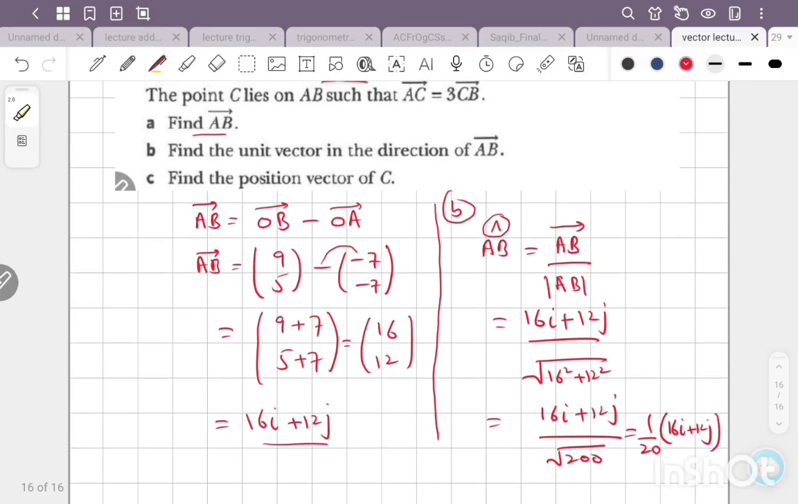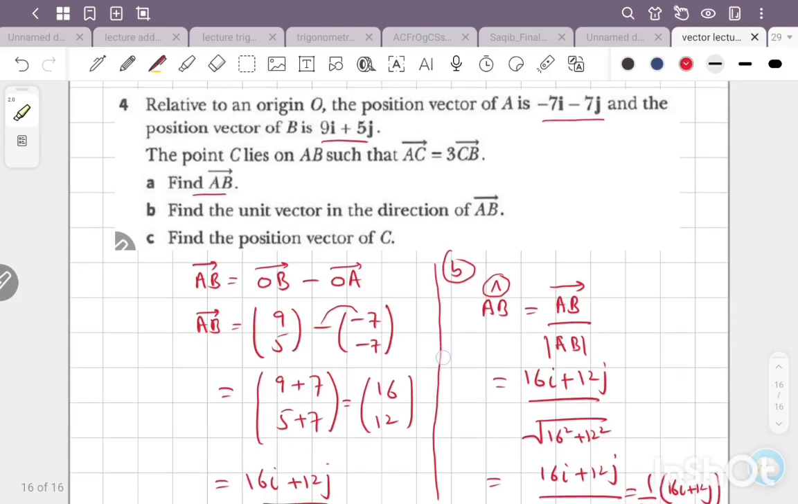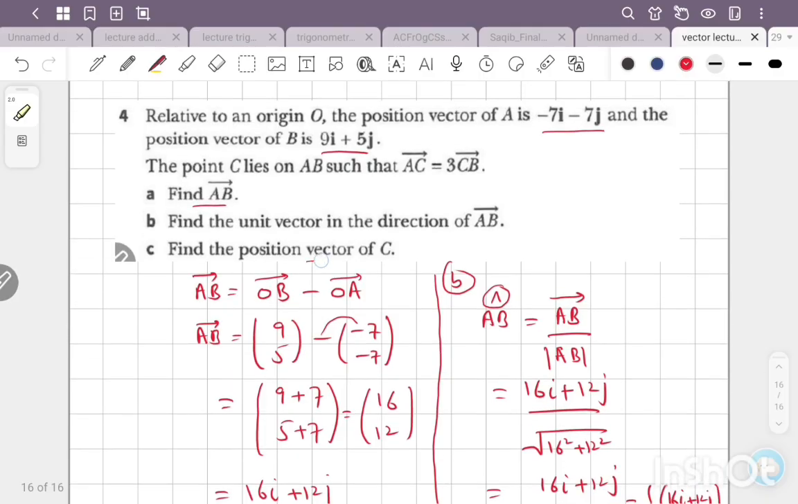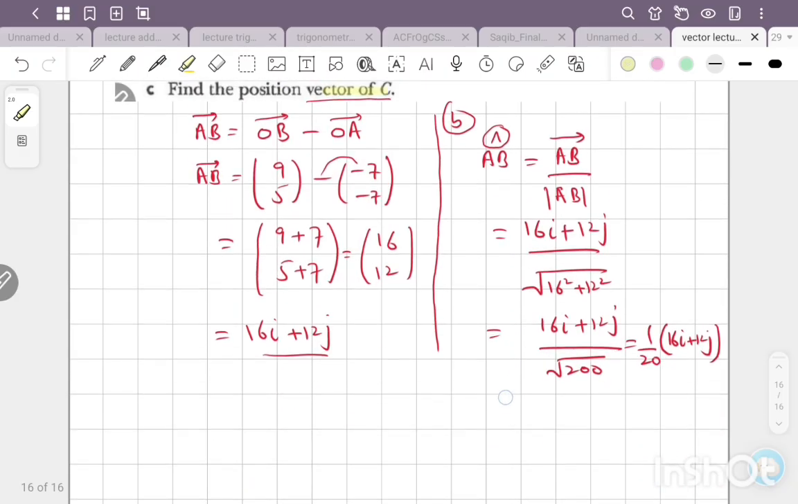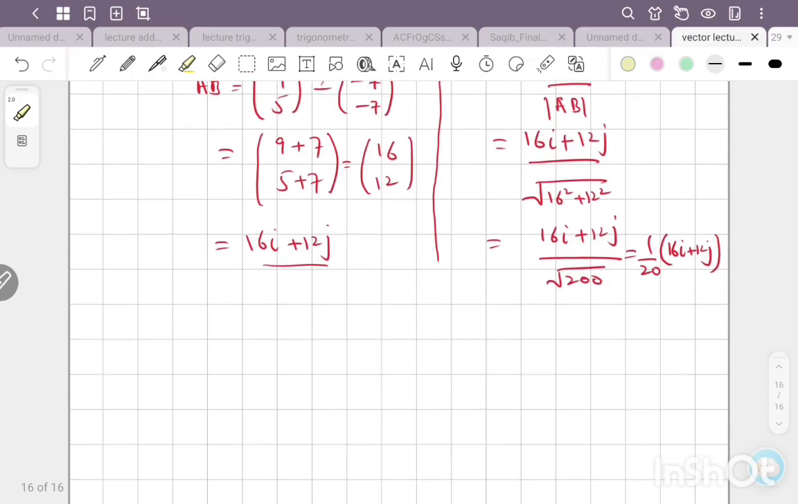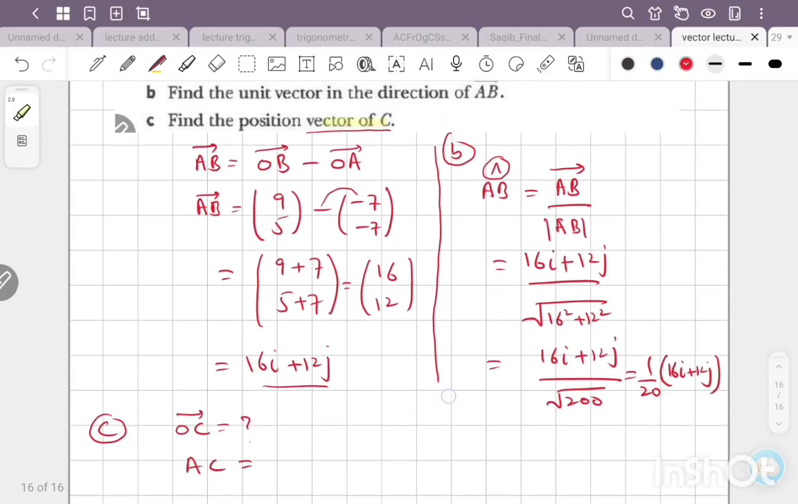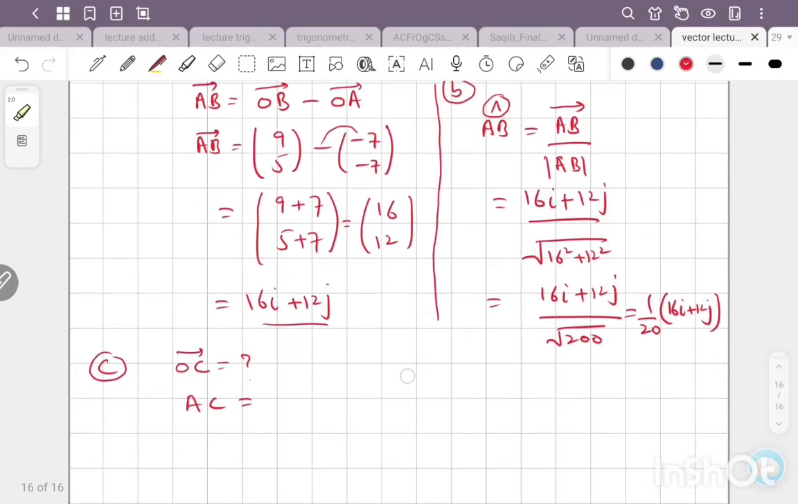Now we will start from the C part. Find the position vector of C. So when we find the position vector of C, we use this statement. How do we solve this C part? Very simple. In C part we have to find OC. This is our question mark, and the given statement is AC equal to 3CB.